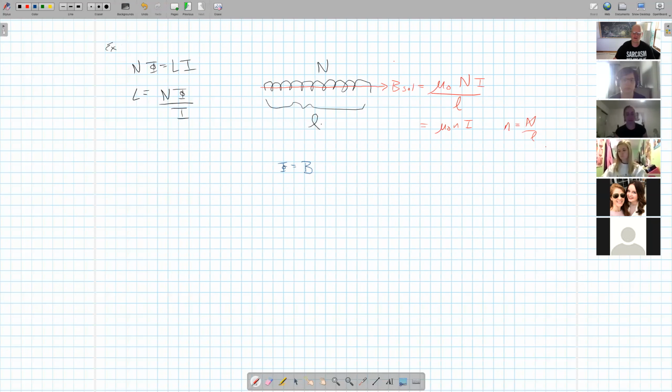So we also know that the magnetic flux is equal to what? The magnetic field, which in this case is the magnetic field of the solenoid, times the cross-sectional area. So this is the side view. So if I looked at it from the front view, this would be my cross-sectional area A. So this is my front view. Okay. Times cosine of the angle between the two.